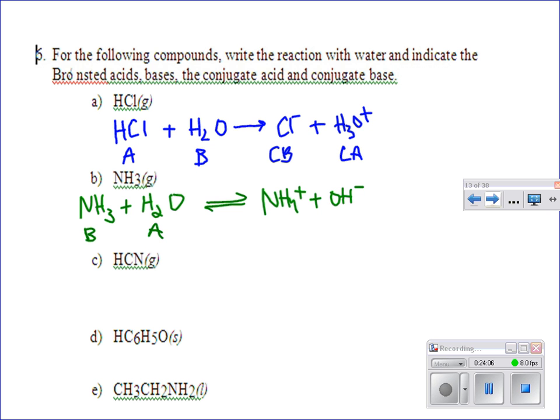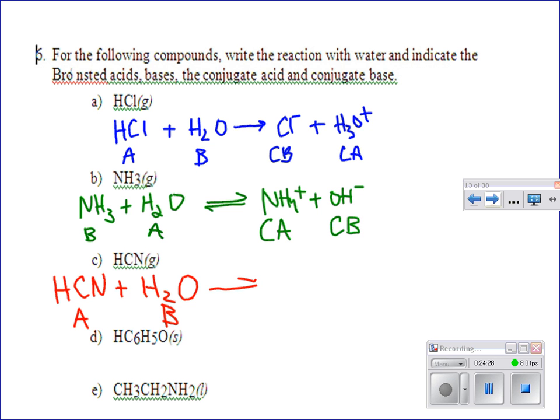So NH4 plus is the conjugate acid, and this is the conjugate base. All right, next up, HCN plus water. HCN is going to be the acid or the base? Acid, and water is going to be the base. Is it strong or weak? Weak. So we're going to donate an H to water to make CN minus plus the hydronium. This is the conjugate base. This is the conjugate acid.